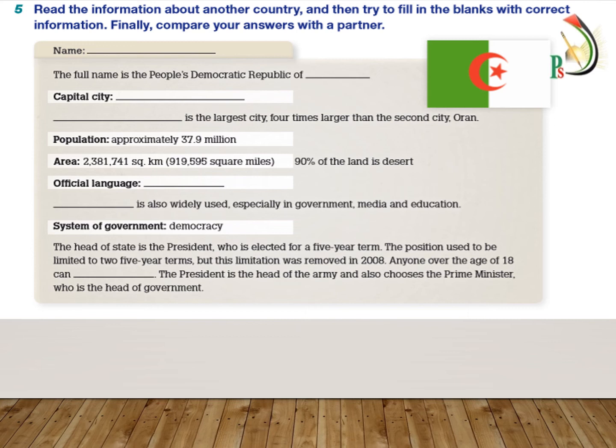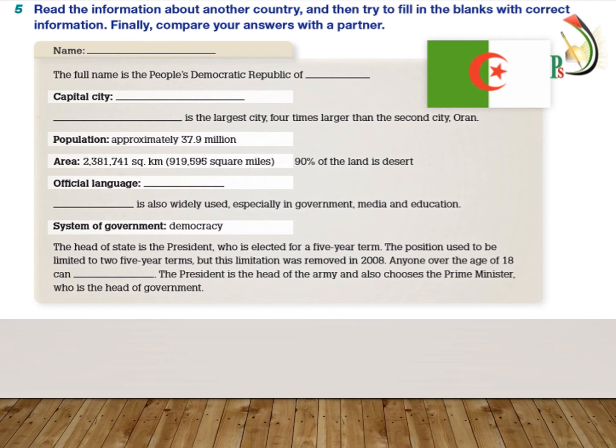Okay, my students, exercise five. Read information about another country and then try to fill the blanks with the correct information. Finally, compare your answers with a partner. Now, look at this flag. This flag belongs to which country? Yes, Algeria. Now I will give you 5 minutes to read the sentences with the correct answers.